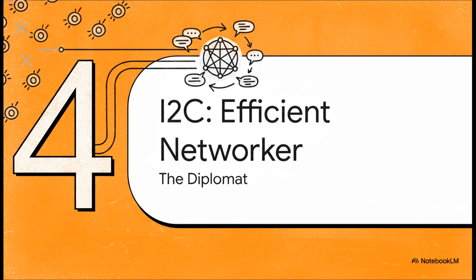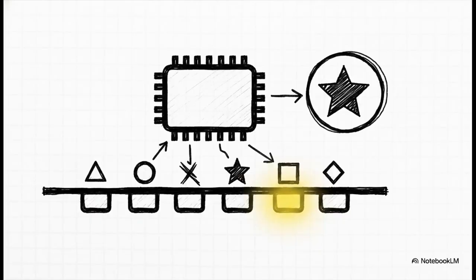So, how do we fix the wire clutter? Enter Section 4, I2C, the efficient networker. I2C, or Inter-Integrated Circuit, was explicitly designed to fix SPI's clutter problem. Invented in the 1980s for televisions, it still uses a master-slave architecture, but instead of a dedicated physical wire to wake up each device, I2C gives a unique hexadecimal address to every single sensor, like 0x48 for a temperature sensor, or 0x30C for a display.